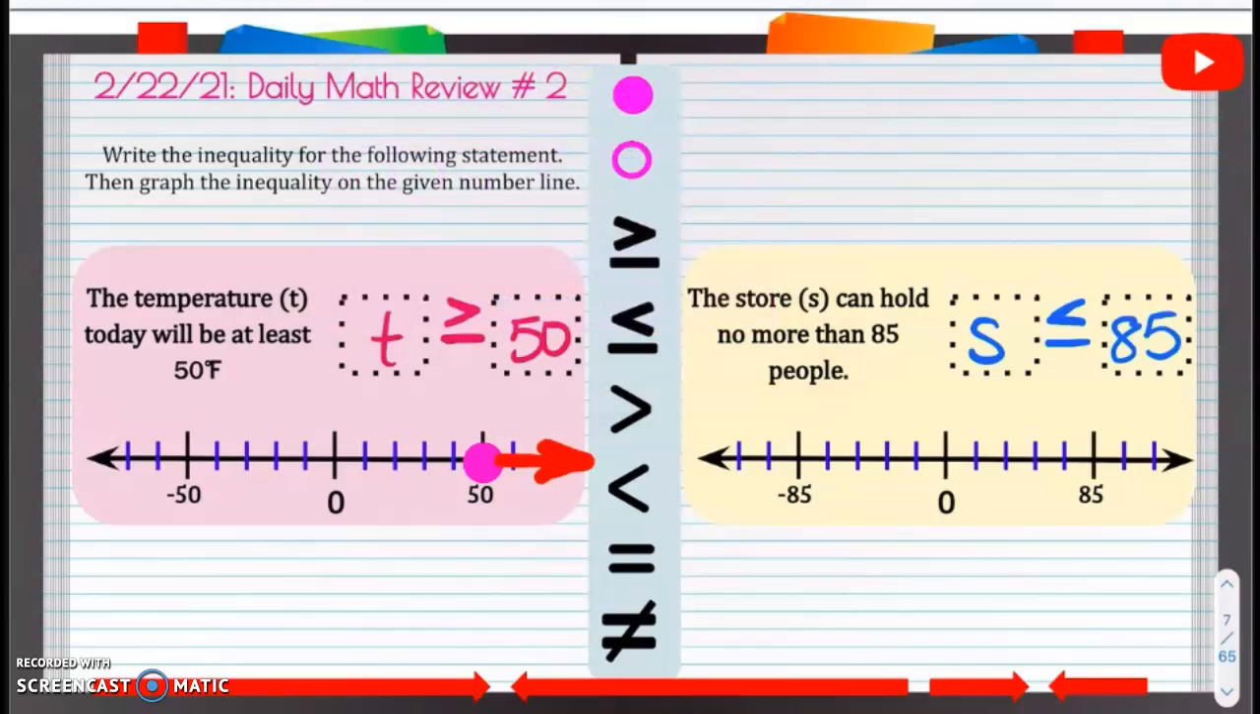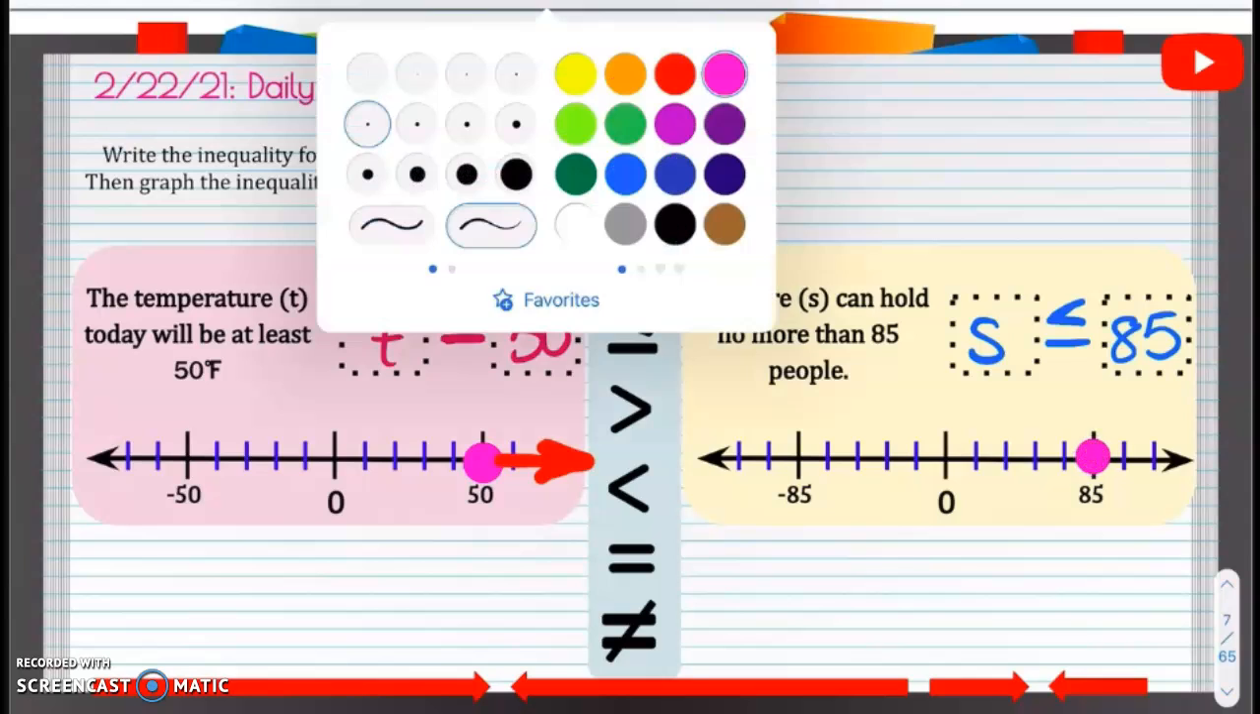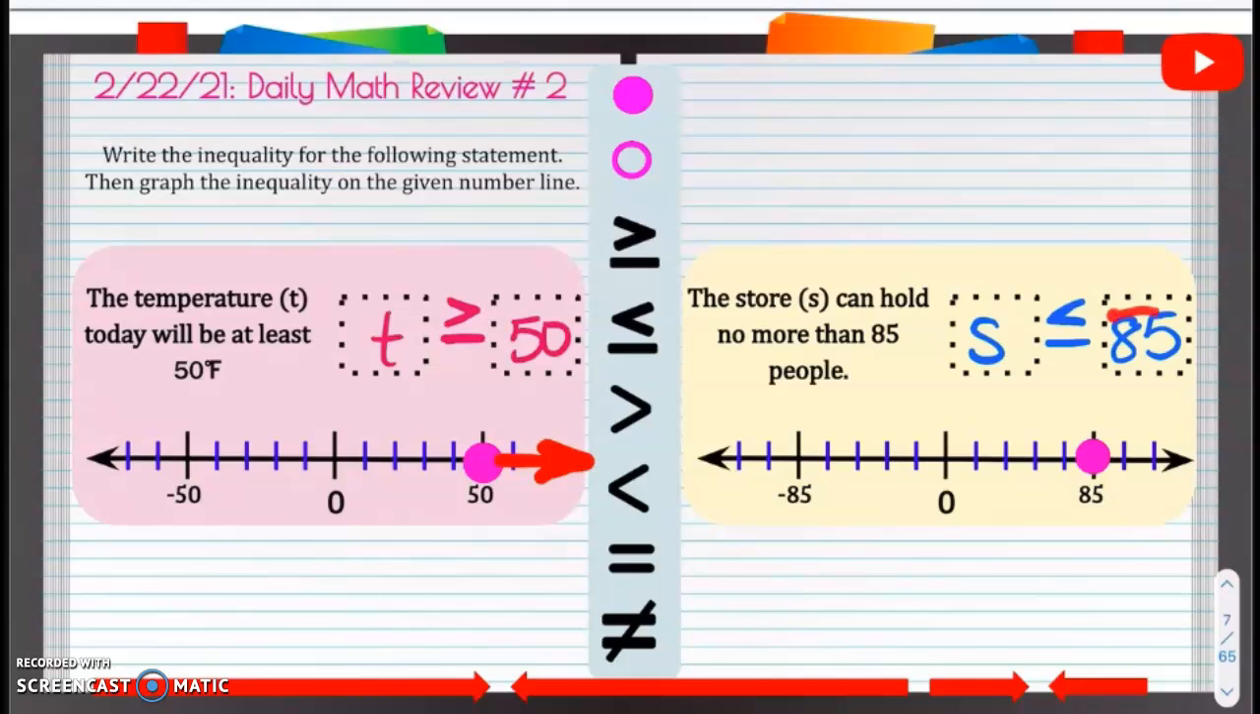Now we are going to have a closed circle again on 85. We're going to fill that in. And we are going to shade to the left. All right, so we're going to shade to the left here. Because it can hold less than 85 people, or it can hold 85 people, but no more than that. Cannot hold 90, cannot hold 86, that's it.